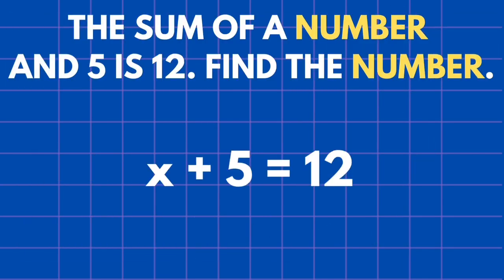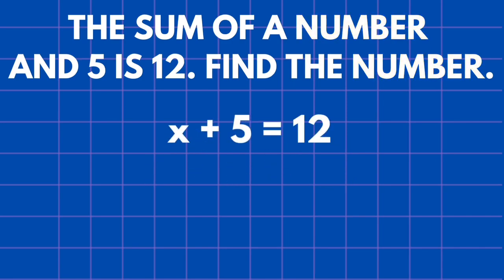Now on to Step 2, writing out the equation. The sum of a number and 5 is 12. We know from our terminology that sum translates to addition. We also know from Step 1 that we define the number to be represented by x. So the word problem is translated into the addition of x and 5 is equal to 12.